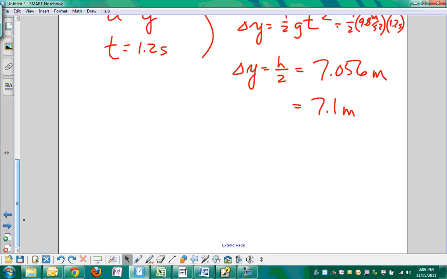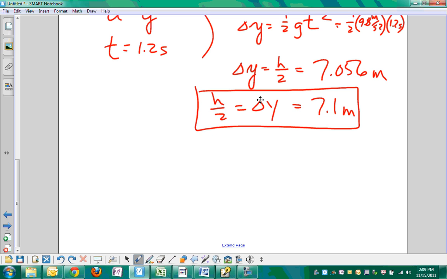All right, so running along, 7.1 meters is our halfway, isn't it? So h over 2 is equal to 7.1 meters. So what's our total h? 14.2. H is equal to 14.2 meters.